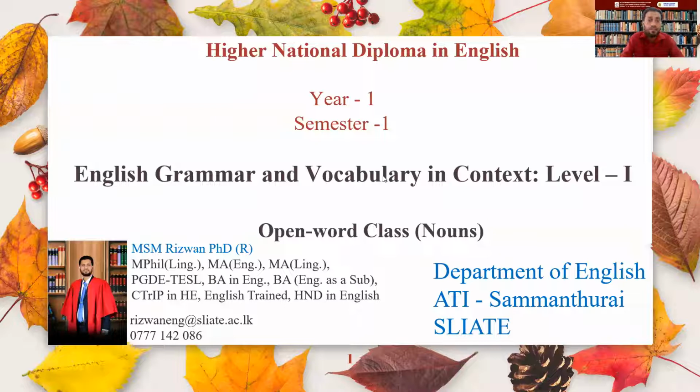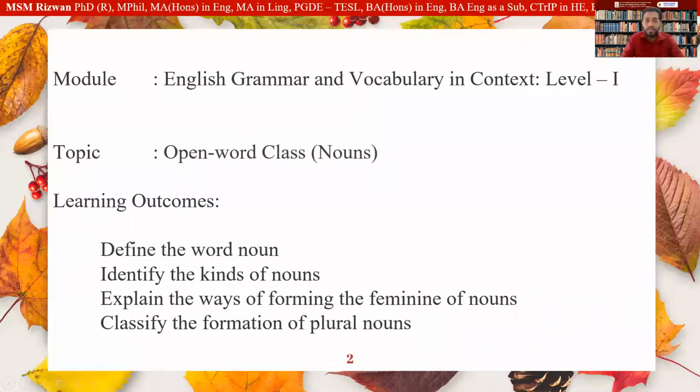nouns. Dear students, ladies and gentlemen, online audience, under this module of English grammar and vocabulary in context, there is a topic prescribed in your new revised curriculum, open word classes. When you think of words in the English language, there are numerous words. All words can be categorized into two major categories. One is open word classes and the other one is closed word classes.